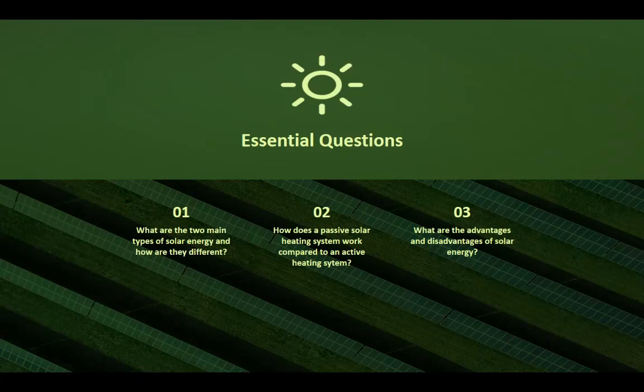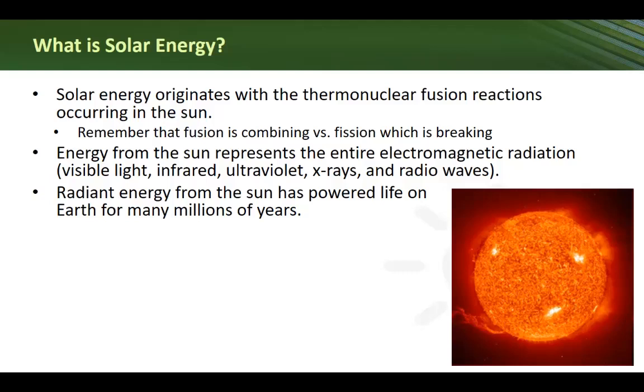We should probably go ahead and start off by just taking a look at what solar energy is. You mostly know, but let's just make it really clear. So solar energy originates with the thermonuclear fusion reactions that take place in the sun. Now, if you remember back when we were talking about nuclear energy, fusion is the combining of atoms, and fission is the breaking apart of atoms.